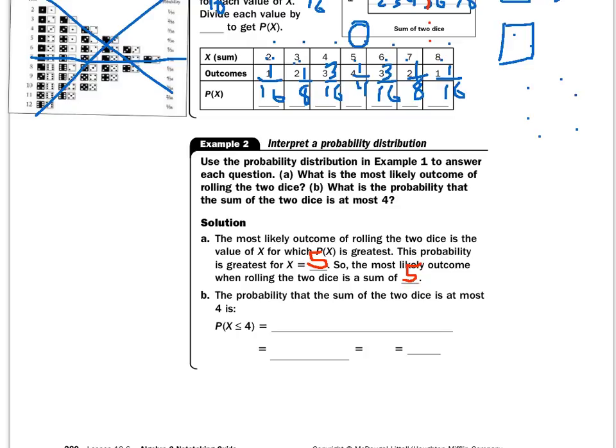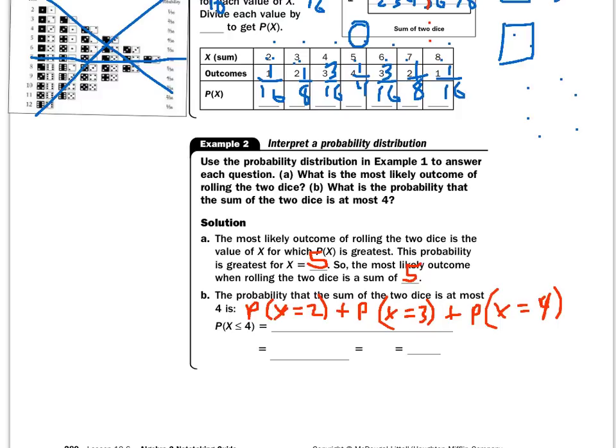That makes sense. The probability that the sum of the 2 dice is at most 4, okay, very interesting. We're at most 4. So that would mean x could equal 2, so the probability of x equaling 2. And really we're talking about or when it's at most 4, because you could get a 2, or you could get a 3, or you could get a 4. That's a probability of at most 4.